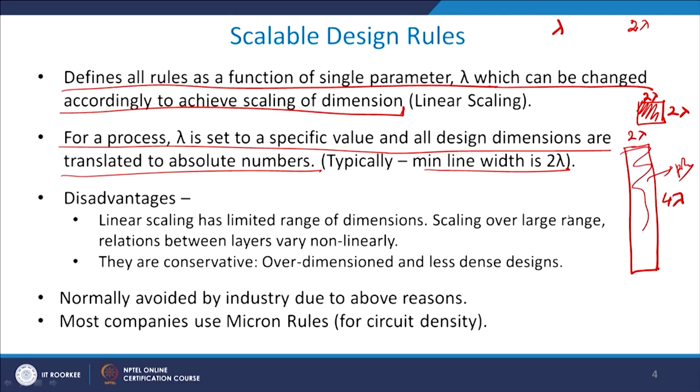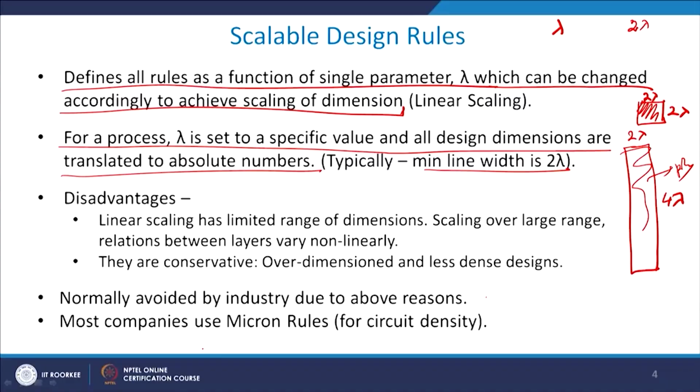So, it will always be a dimension of 2 lambda, 3 lambda, 4 lambda, 5 lambda, 6 lambda. That is the reason it is scalable. Once your lambda is defined, you just have to put the integer value to change it from a high to a low value, and so on and so forth.